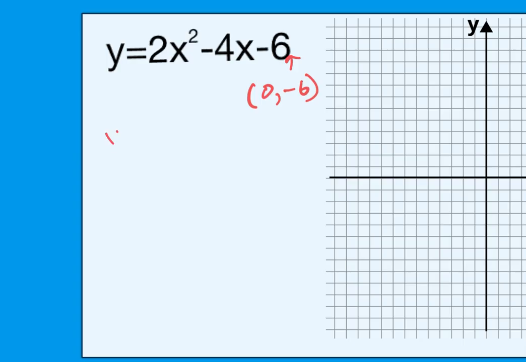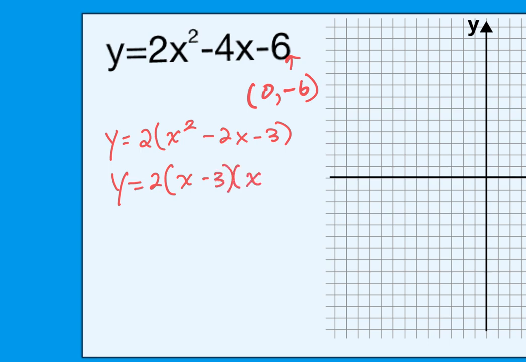Okay, second, we need to factor. Well, in order to factor, remember, the best thing to do is to factor out any number out of all terms that it's possible to factor out. There's a 2 that you could possibly factor out. So we're going to have x squared minus 2x minus 3. Great. That's going to be y equal to 2 times x minus 3 times x plus 1. Great. Now we have 2 more points.